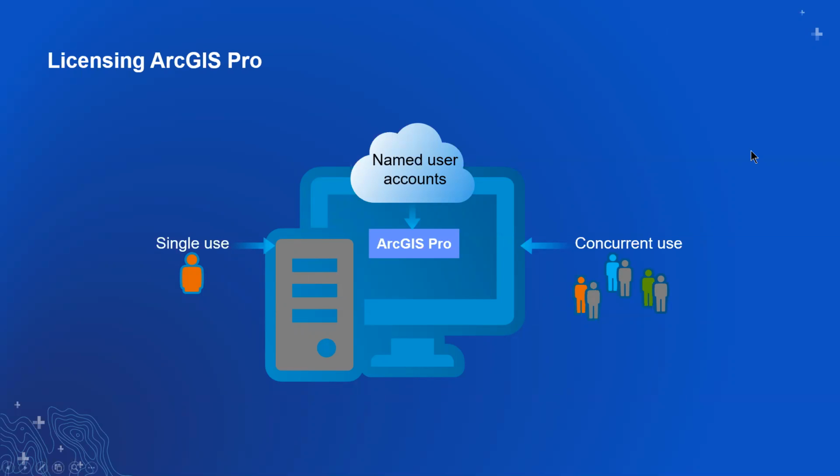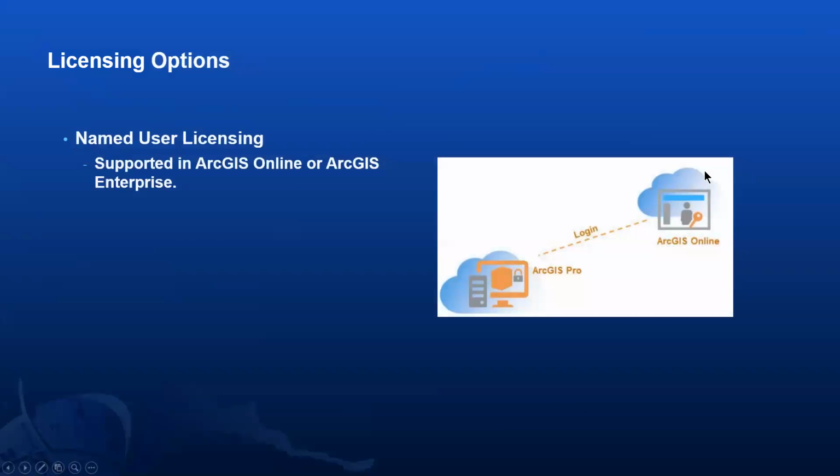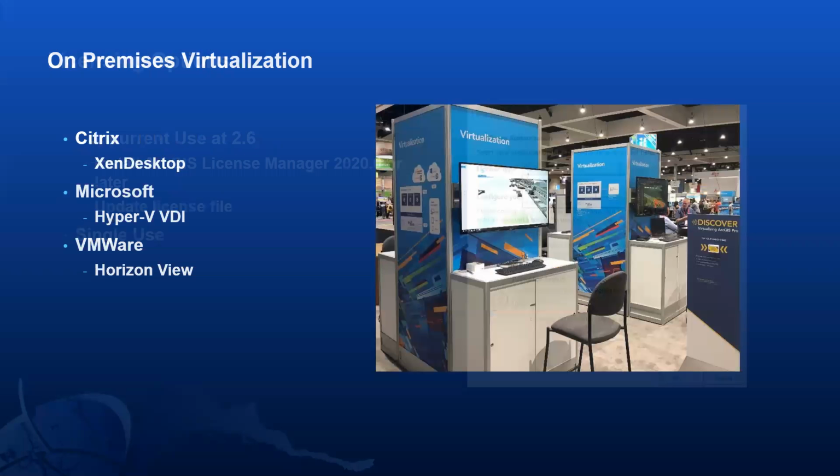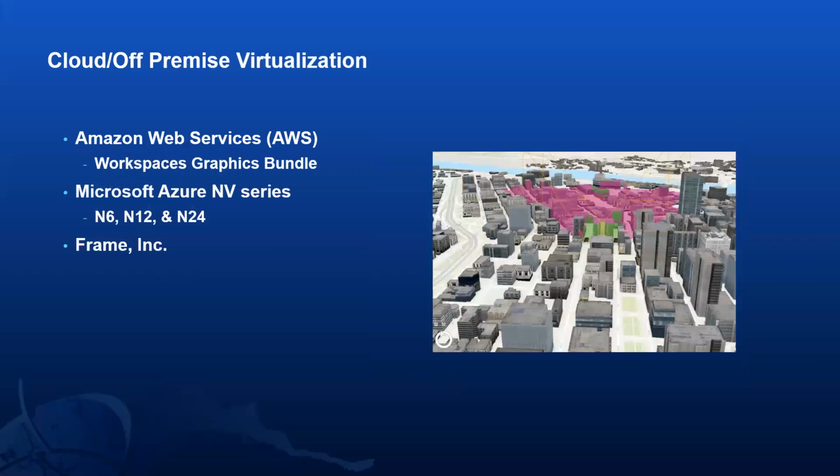Okay, so that's not a problem. We support all of those. In fact, I flipped over from using a named user license to single use. I had a reason to test that the other day. It's very simple. You can license that pretty much however you want. It also supports virtualization. It's not a problem. We can do that. We can even do virtualization off in the cloud or off premise. We have customers that are actually doing that.